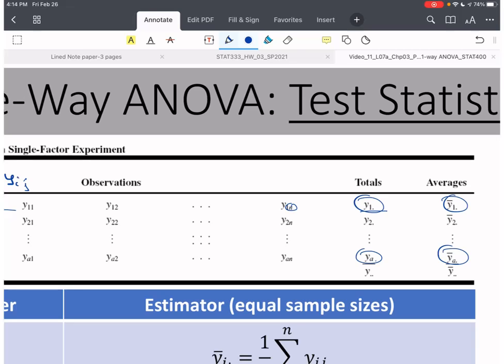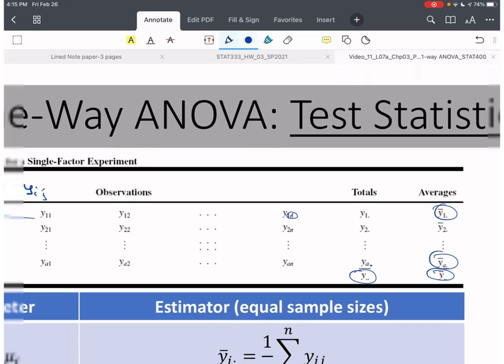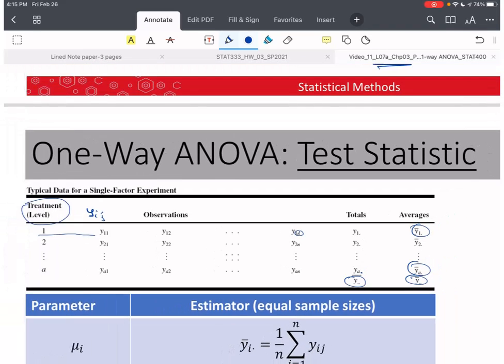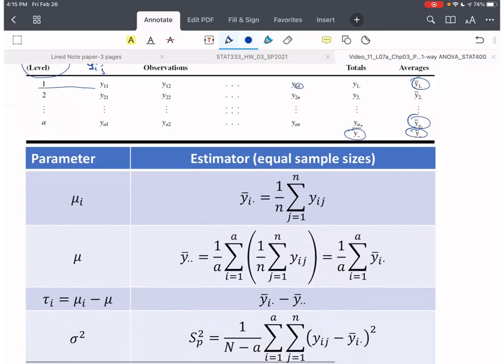And then when we sum all of these totals, the yi dots, we're summing across i now: i equals 1, i equals 2, i equals a. And so we've now summed across the j's to begin with, and now we're summing across the i's, and that gives us a grand total, y dot dot. And when we divide by the total number of observations, we get y dot dot bar, the grand mean or the overall mean. Now, for each of these parameters, we need to know how to calculate them or estimate them.